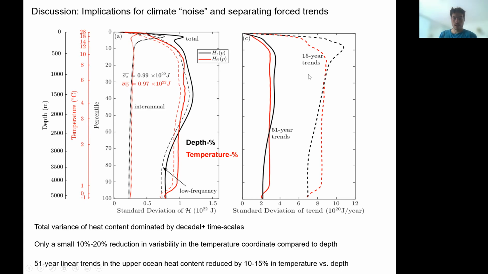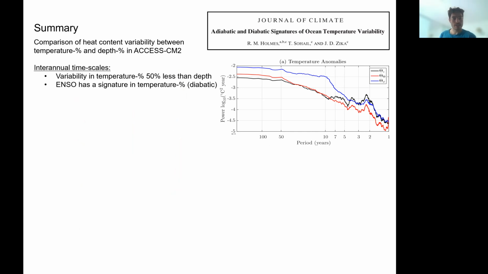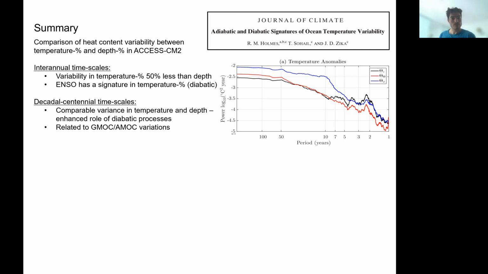Okay, so just to summarize, we've done a rigorous comparison of heat content variability between these two Eulerian coordinates of depth and latitude and this water mass-based temperature coordinate. We found that at interannual timescales, the variability in temperature coordinate is about 50% of that in depth because of the removal of that ENSO adiabatic signal, but ENSO still has a significant signal in the temperature percentiles. At decadal frequencies, the variability is much more comparable, highlighting the important role of diabatic processes, and we saw that the variability is associated with meridional overturning circulation.